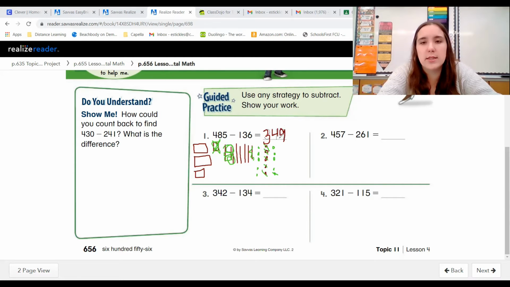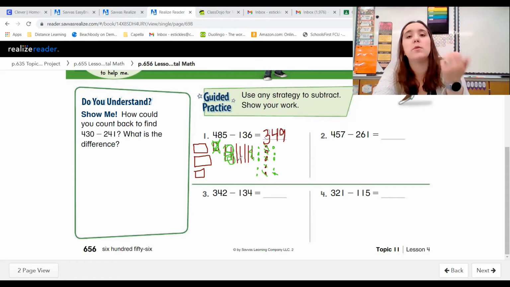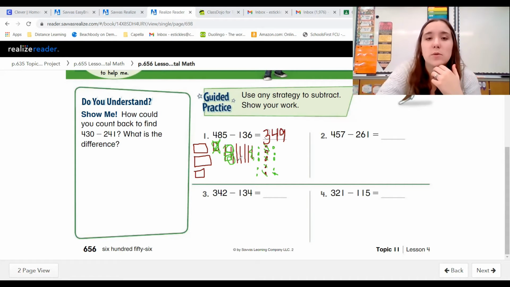So place value blocks, that's how you do it. You draw out your blocks for the bigger number and then you cross off the smaller number and see what's left over. That'll be your difference, and that's what you can use to find your answer.